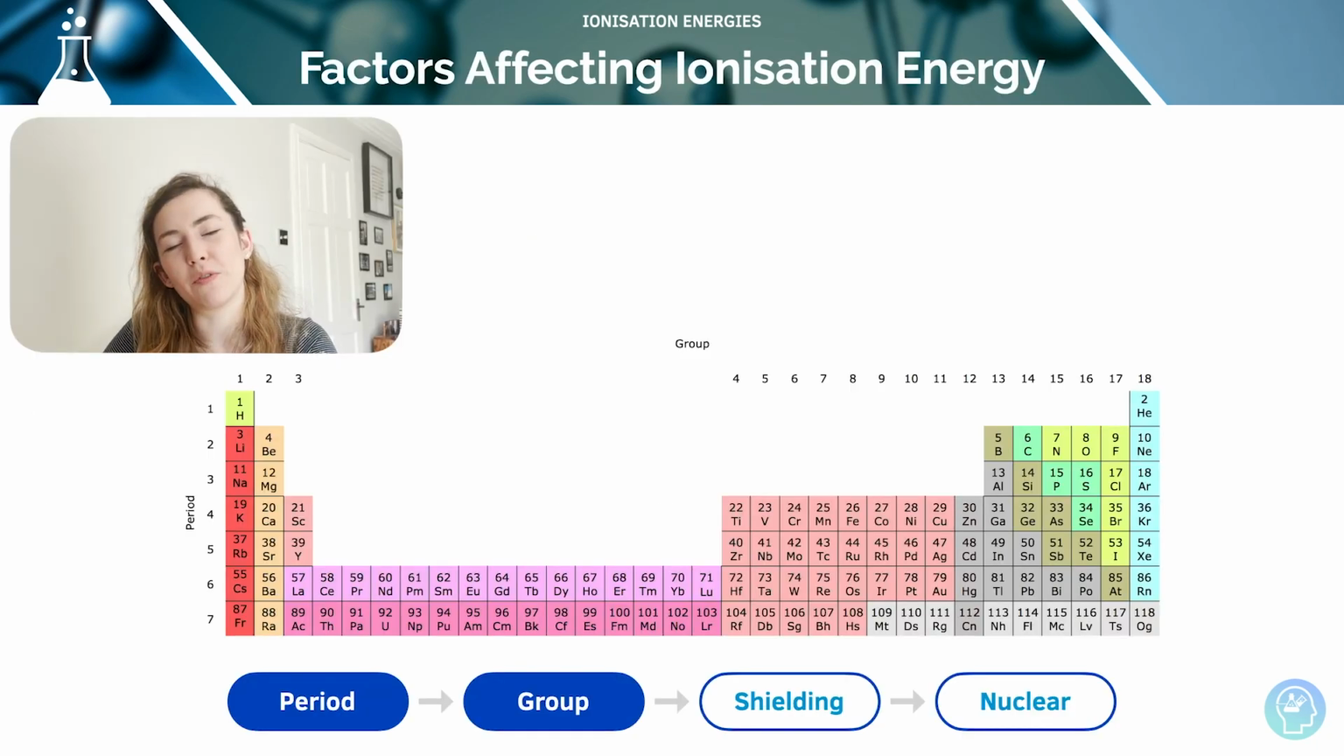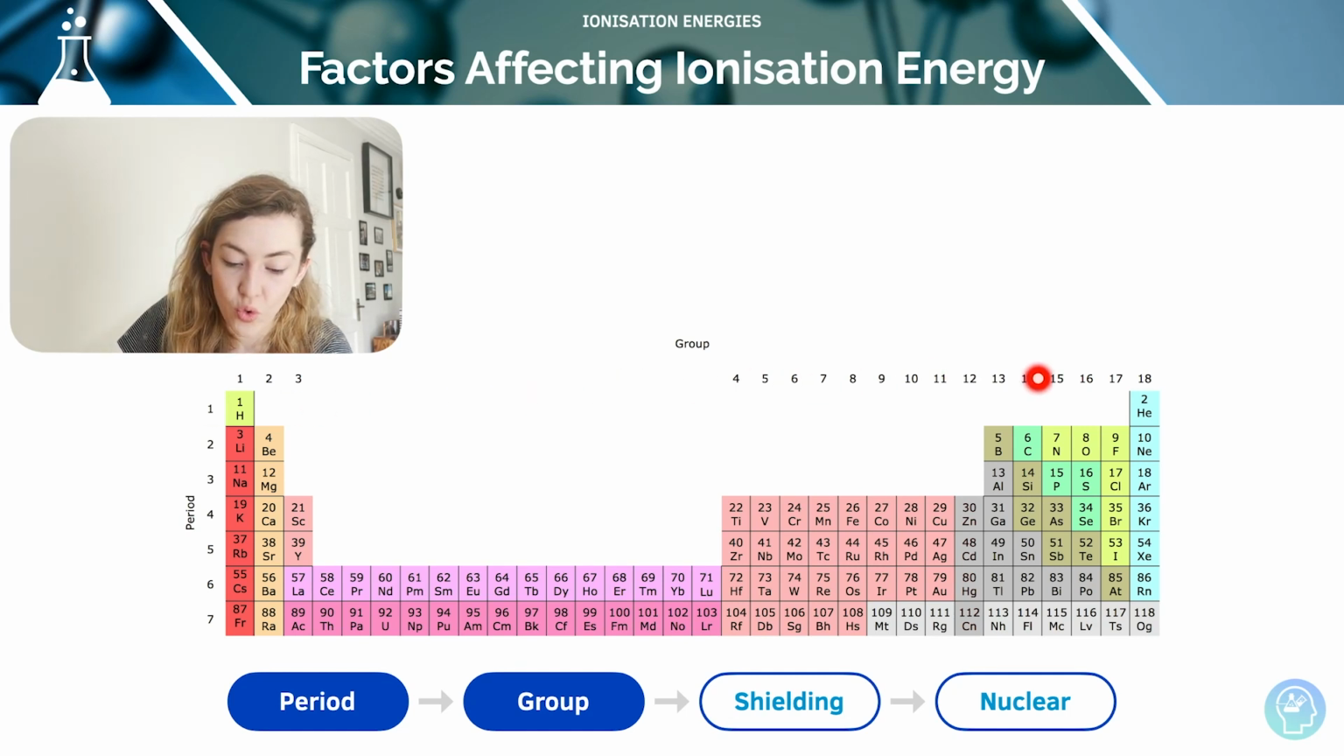And a reminder from a couple of tutorials ago, a period is the horizontal row in which all the elements have the same number of electron shells.